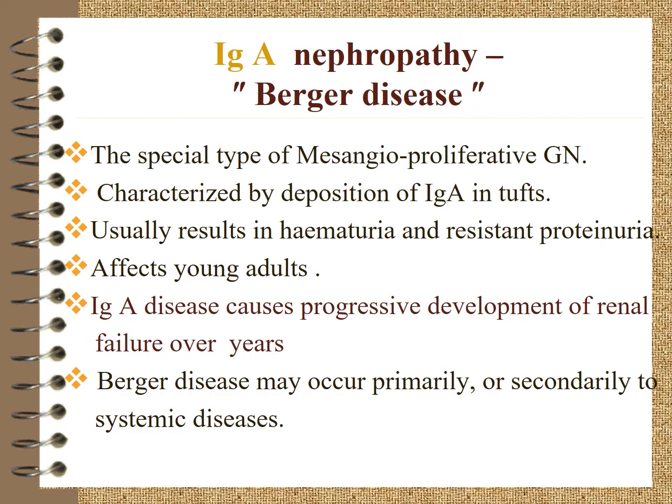Immune globulin A nephropathy, or Berger disease, is a special type of mesangial-proliferative glomerulonephritis, which affects young adults and is characterized by deposition of immune globulin A in tufts. This usually results in hematuria and resistant proteinuria. Immune globulin A disease may occur primarily, idiopathic Berger disease, or secondarily to systemic diseases. Aggressive Berger disease can attack other major organs such as the liver, skin, and heart.